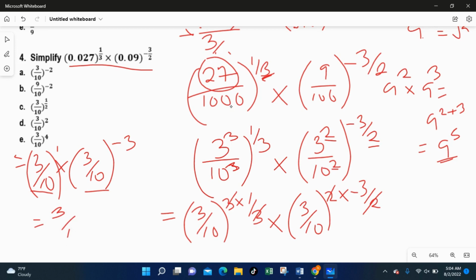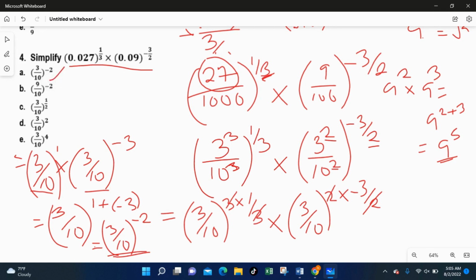So that will give us 3 over 10, right? Then 1 plus bracket minus 3. So plus times minus will give us minus. So that will give us 3 over 10 raised to power 1 minus 3, which is minus 2. So you see, our solution is 3 over 10 raised to power minus 2. And the correct option is A.